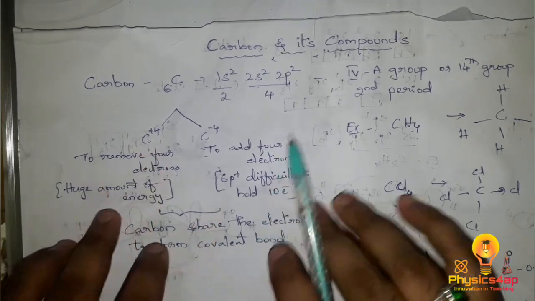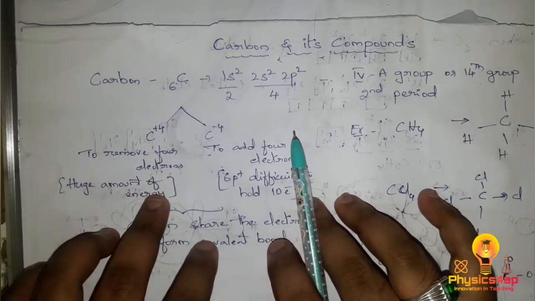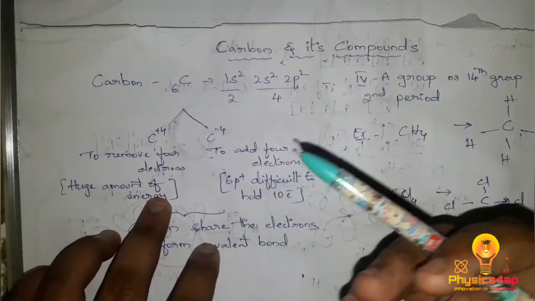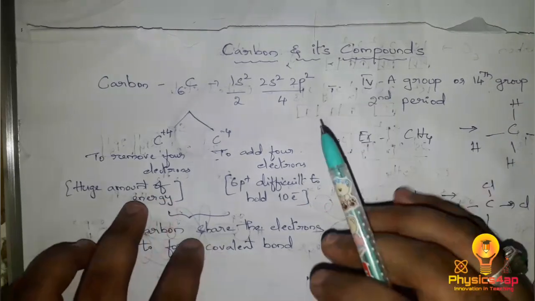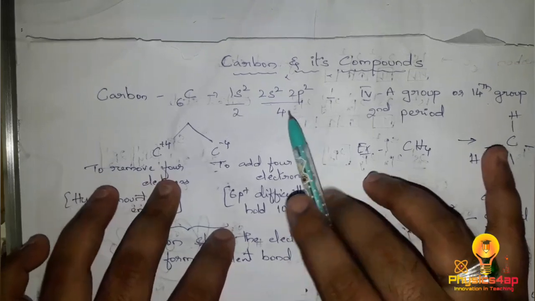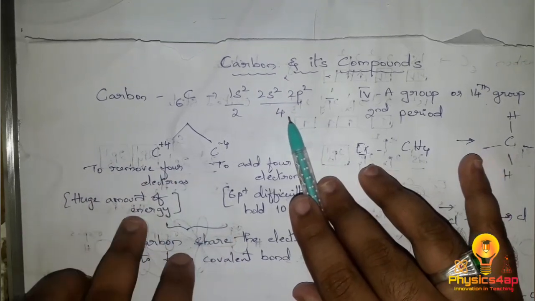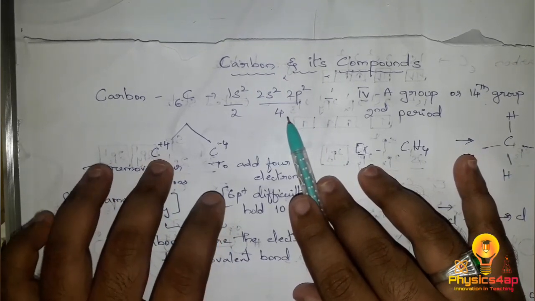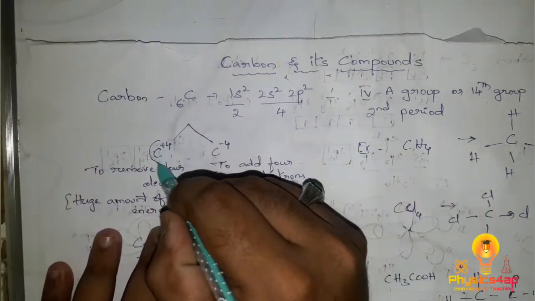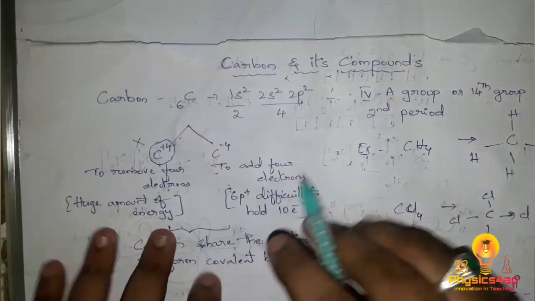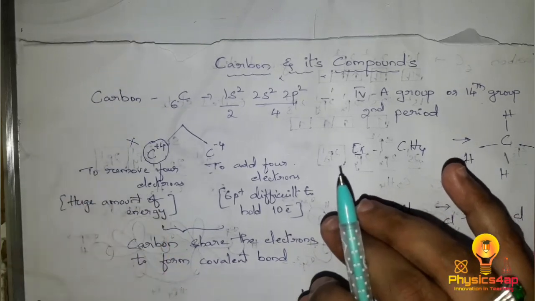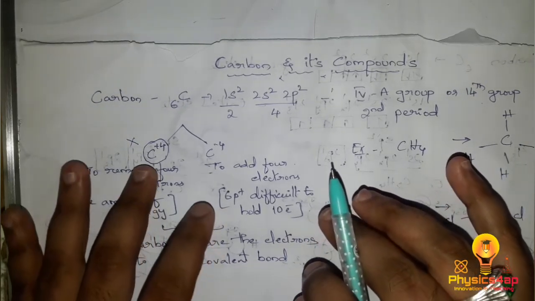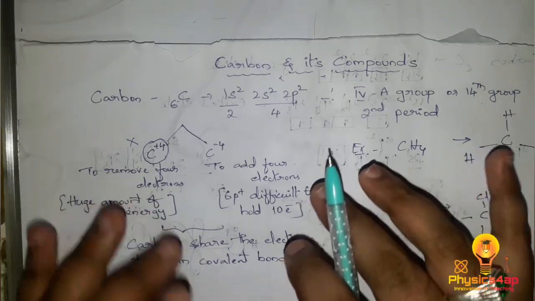And C+4 is not possible to form. Why? Because it needs a huge amount of energy. So more energy is required, that is the ionization energy, to remove the 4 electrons in its outermost orbit. As a huge amount of energy is required, C+4 cannot be formed. It is impossible to form C+4. It is possible, but a huge amount of energy has to be given to remove the electrons, and it is difficult to remove them.